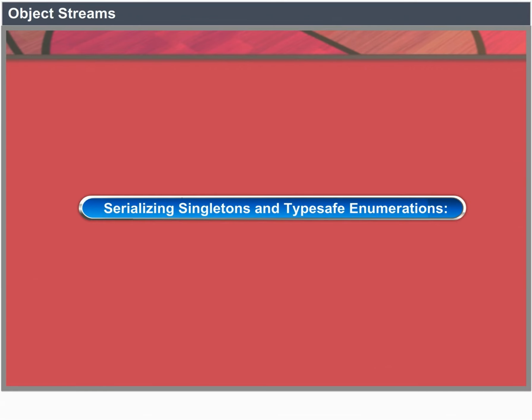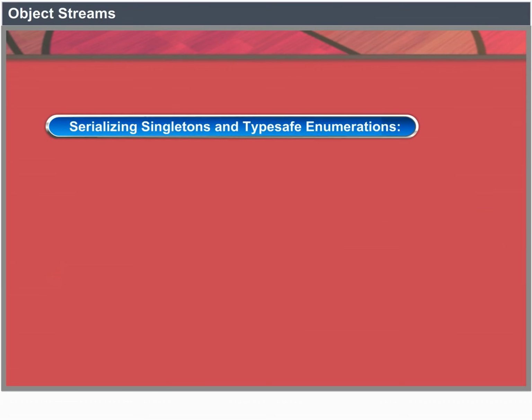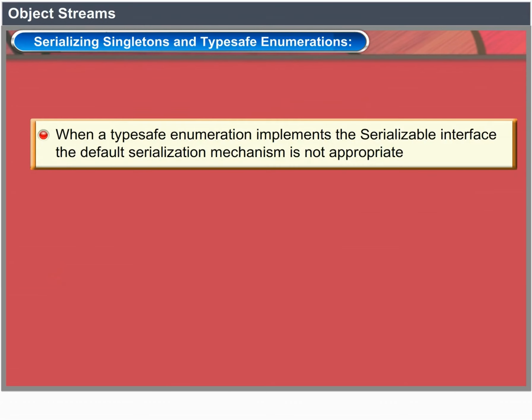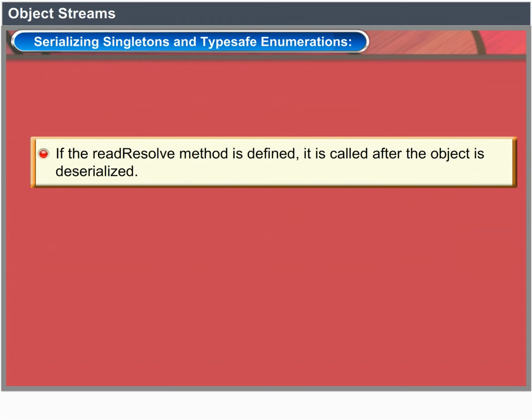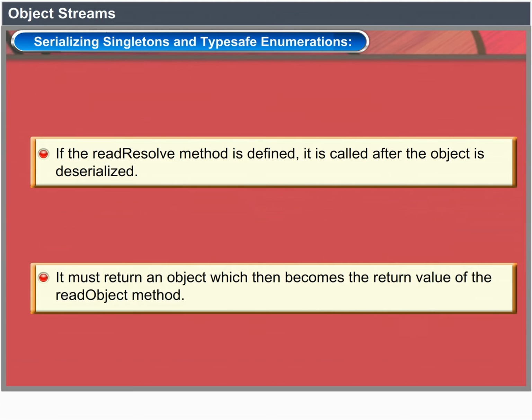Serializing singletons and type-safe enumerations. When a type-safe enumeration implements the Serializable interface, the default serialization mechanism is not appropriate. To solve this problem, you need to define another special serialization method known as readResolve. If the readResolve method is defined, it is called after the object is deserialized. It must return an object which becomes the return value of the readObject method.